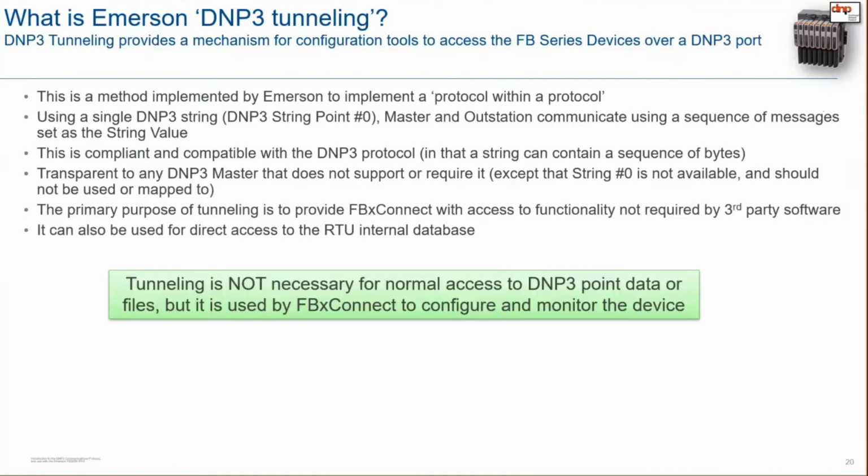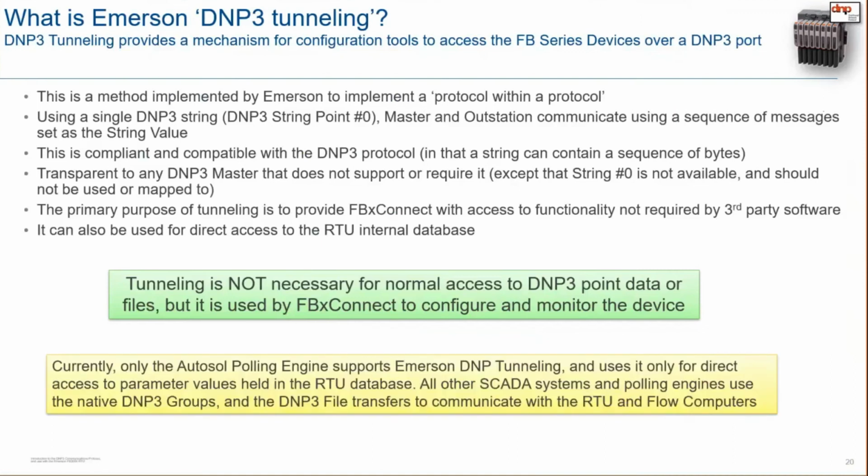Something I want to say here, which is important: tunneling is absolutely not necessary for normal access to the DNP3 point data or the files, but it is used by our tools to configure and monitor the device. Currently, one other SCADA system, the AutoSol polling engine, supports DNP3 tunneling, but it only uses it to get direct access to some of the parameters held in the RTU database. All of the other SCADA systems that support the FB3000 use the native DNP3 groups and the DNP3 file transfers to communicate with the RTU and the flow computers.